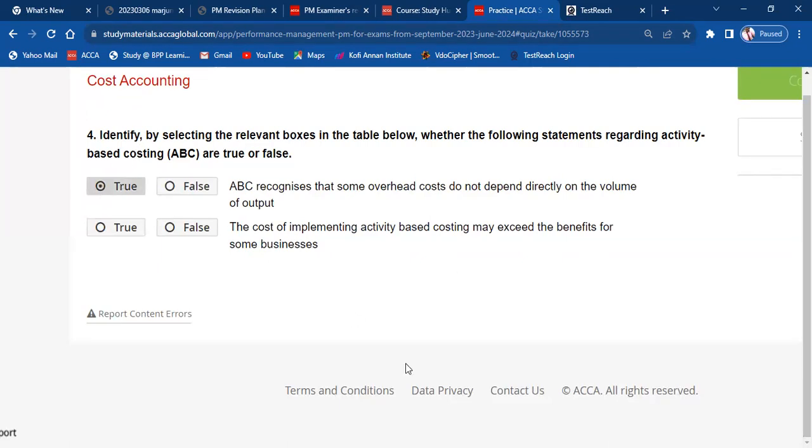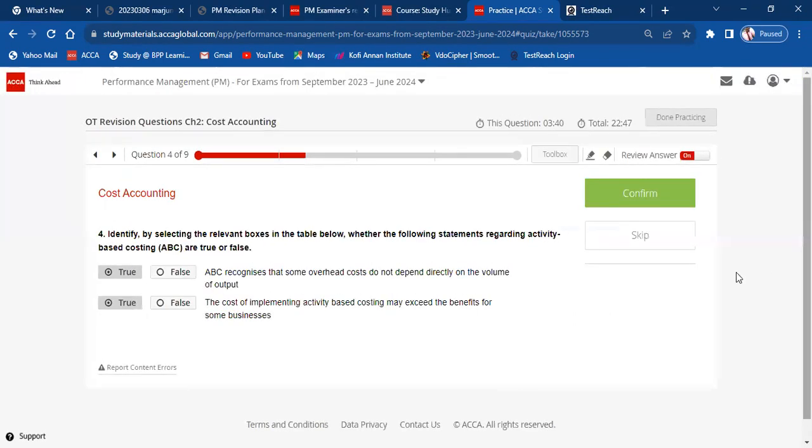The cost of implementing ABC may exceed the benefits for some businesses. Yes, especially those businesses whose overhead costs are minimal. So using ABC and spending a lot of money is a waste of time and money. So just continue absorbing overheads traditionally, if overhead costs are not very material. So the cost of implementing ABC may exceed the benefits for some businesses. That is true. So both statements are true.